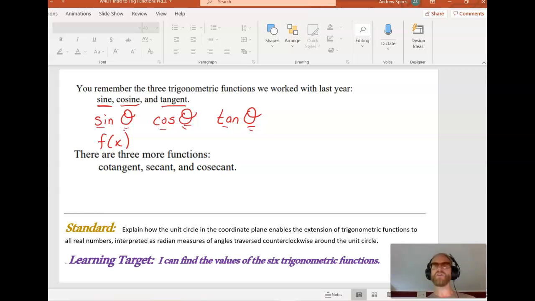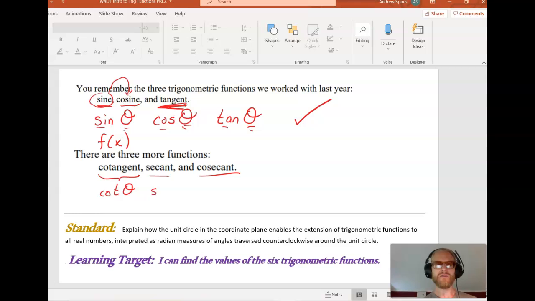Okay, so those were the original 3 from last year, old stuff: sine, cosine, tangent. But each function has what's called a cofunction. So sine has a cofunction, cosine. Tangent has a cofunction called cotangent. And then secant and cosecant, okay? So cotangent has an abbreviation COT. So that's cotangent of theta.